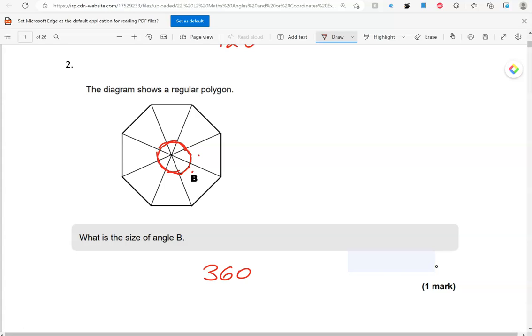We have 1, 2, 3, 4, 5, 6, 7, 8 equal angles there. So if I divide 360 by 8, it should give me the size of each of these angles, including angle B. How many 8s fit into 36? That is 4, because 4 times 8 is 32. 36 take away 32 leaves us with 4. How many 8s into 40? That is exactly 5. So angle B is 45 degrees.